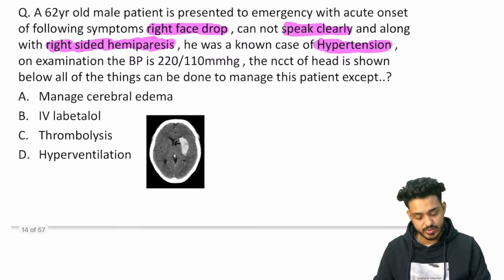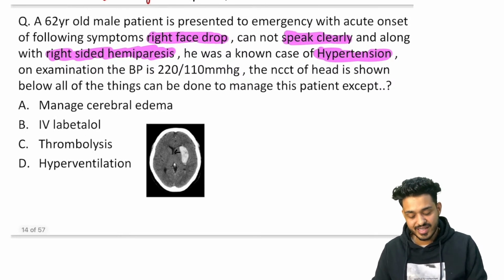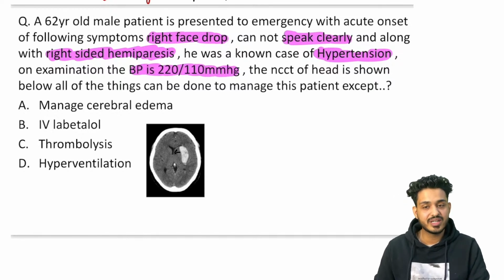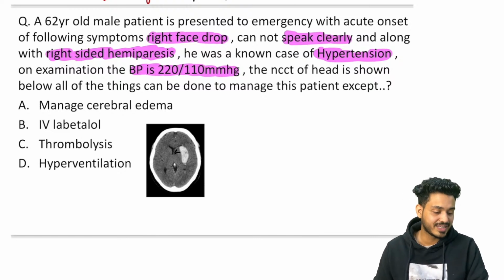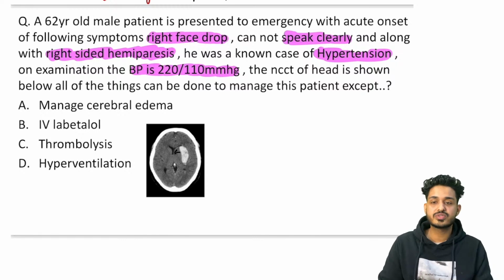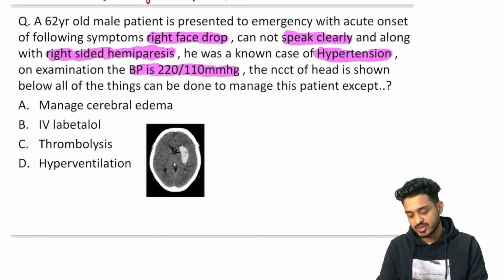Now you are going to the diagnosis. On the basis of the examination, we are having BP. What is the BP we are having over here? 220 by 110. The NCCT of head is shown below. All of the things can be done to manage this patient except. So this is not just a question. This is the type of patient you will also see in the OPD.